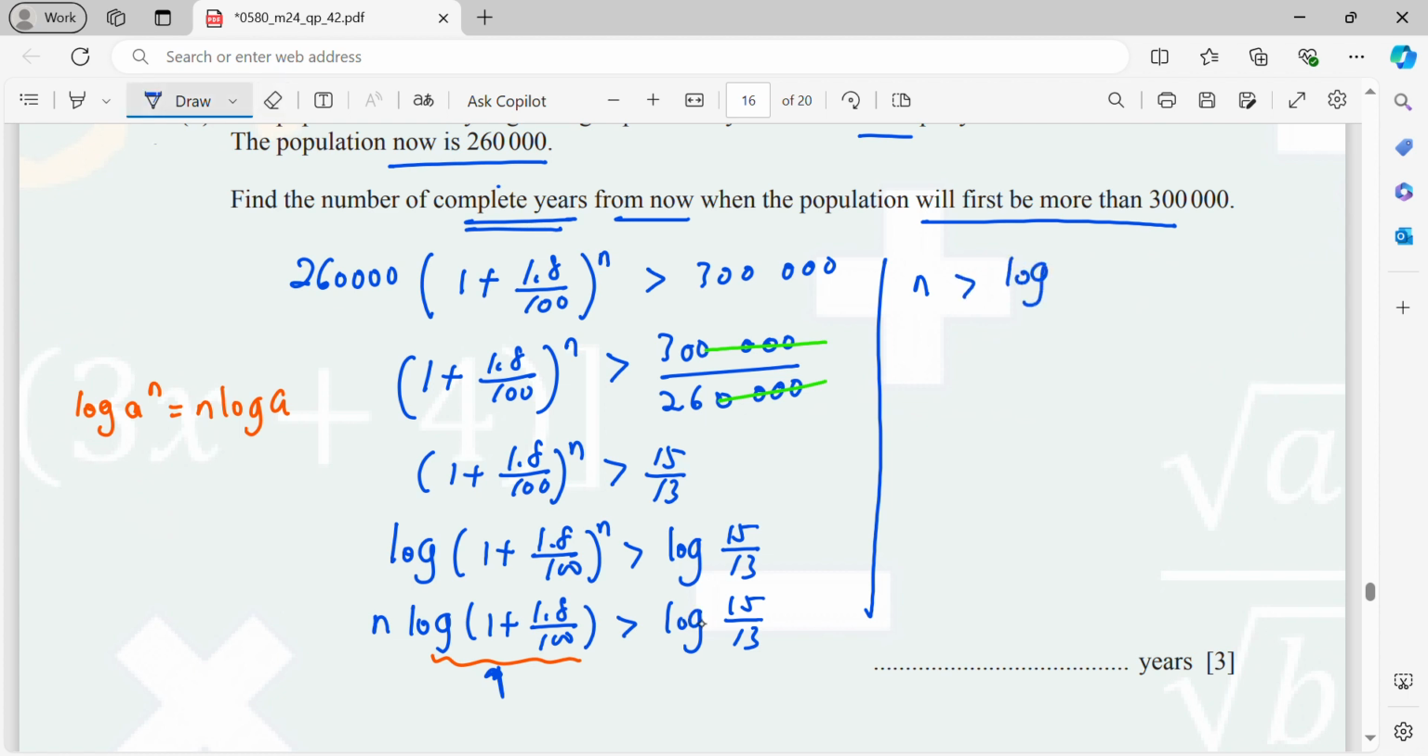This is log, you can write log or lg, up to you. So this is log 15 over 13 divided by log 1 plus 1.8 over 100. Probably here you can just change to 1.018. Okay, when you calculate the value, then from here, I will be getting more than 8.02. So when your n is more than 8.02, so now complete years. Okay, and it is more than, therefore your n is 9 onwards. So your n is 9, not 9 onwards. The n is 9. Okay, that is the complete years.